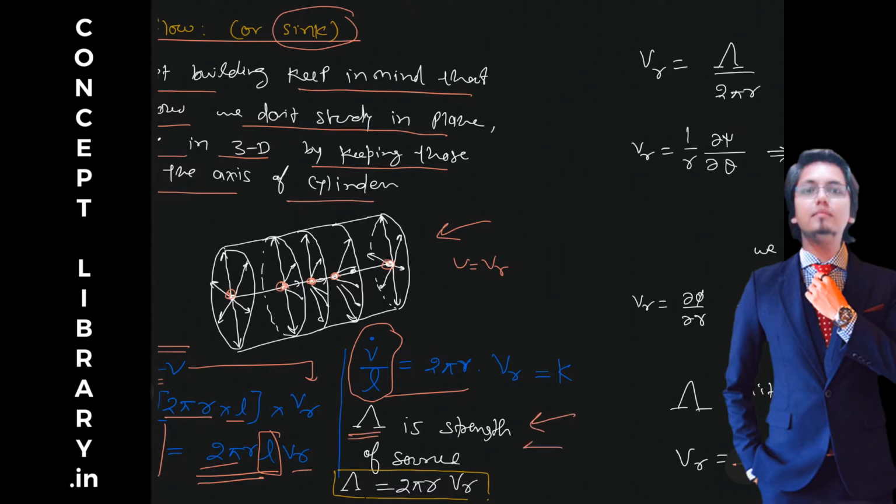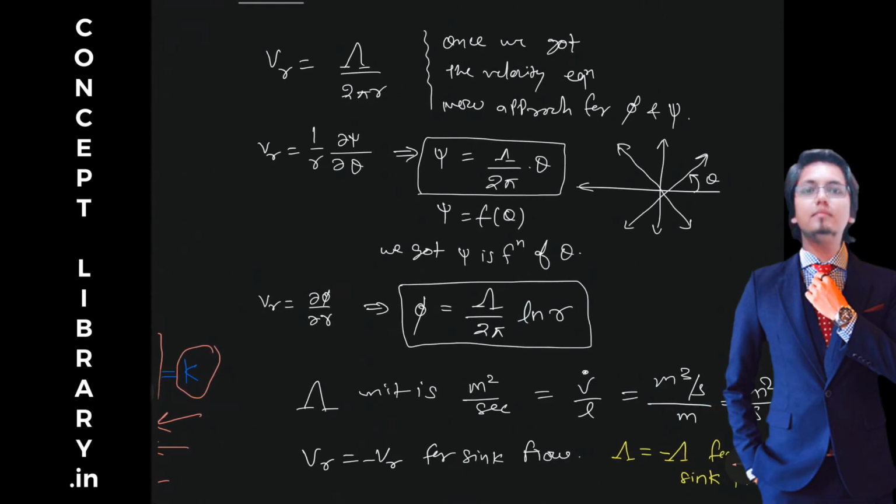This is the strength of the source, and the value of capital lambda is this. We don't denote it by k, we denote it by capital lambda. So lambda is 2 pi r Vr. So we can find our Vr value, lambda by 2 pi r. Once we have the velocity equation, now we can approach phi and psi in the same way.